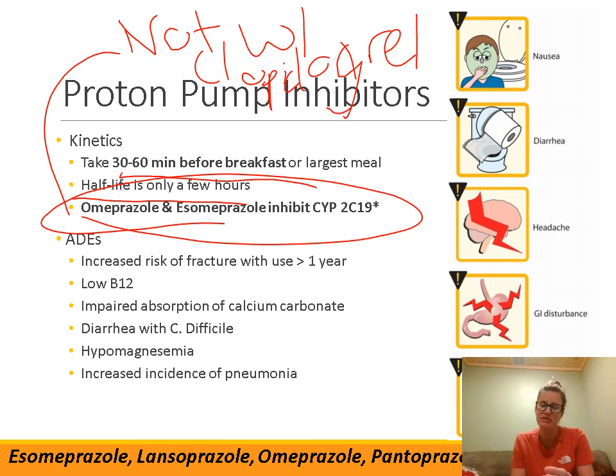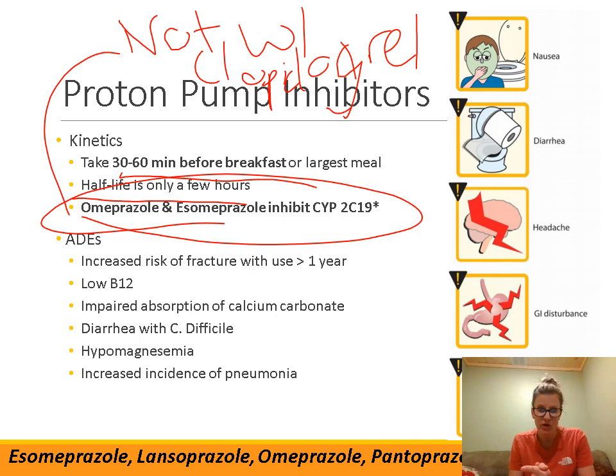If that's the case, vitamin B12 supplementation might be needed, not orally. Oral isn't going to work. If you can't absorb it, it would need to be injected. Cyanocobalamin is the form of B12 that's injectable. This is the same with H2 blockers. H2 blockers are associated with the same issue.